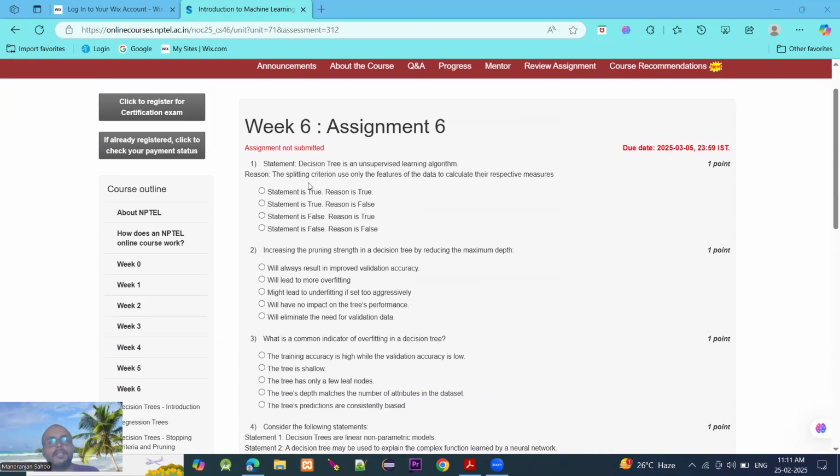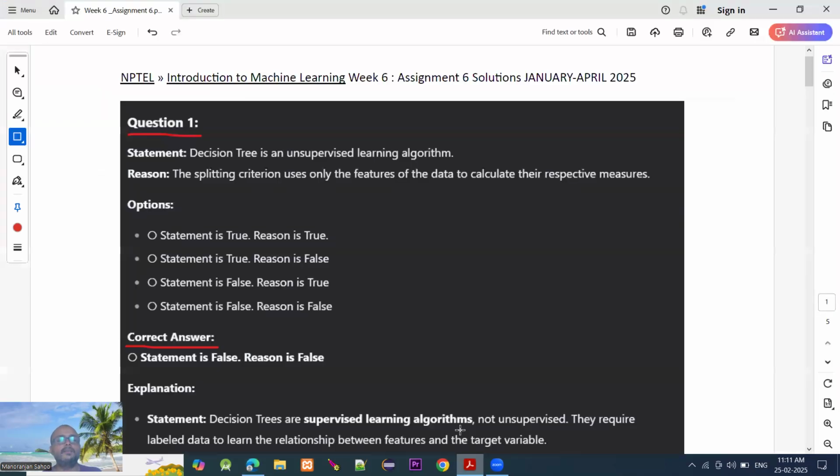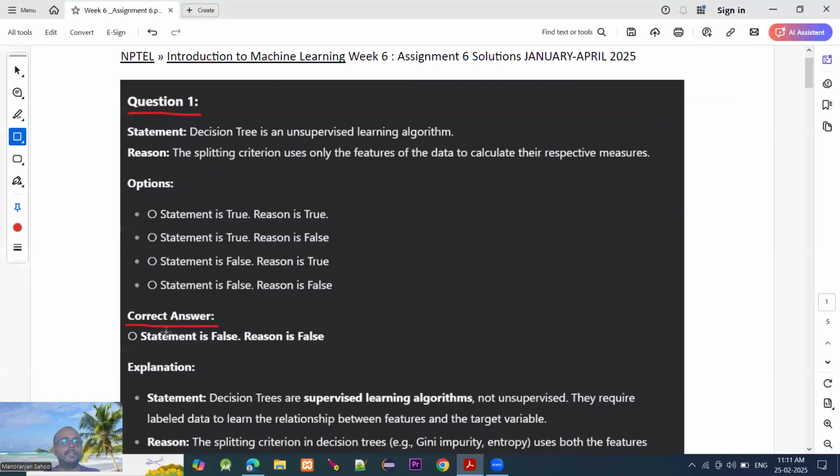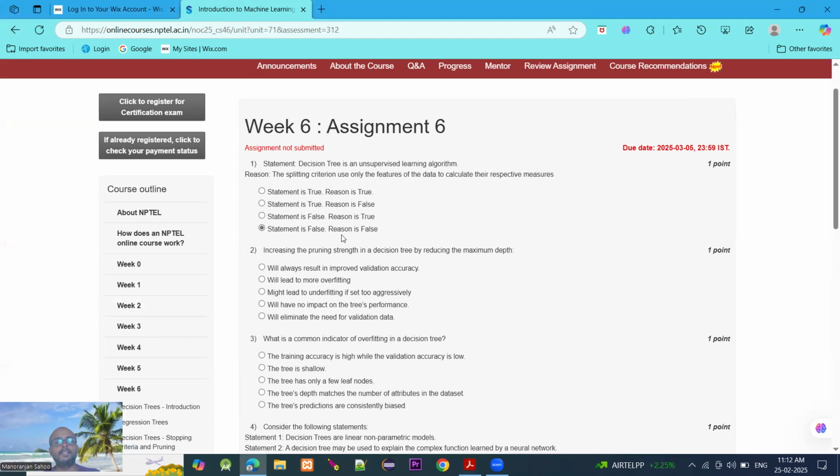The statement: decision tree is an unsupervised learning algorithm. The reason is the splitting criterion uses only the features of data to calculate their respective measures. So if you see, the statement is a false statement and the reason is also false. You can see the answer here. The correct answer is that the statement is false and the reason is false.